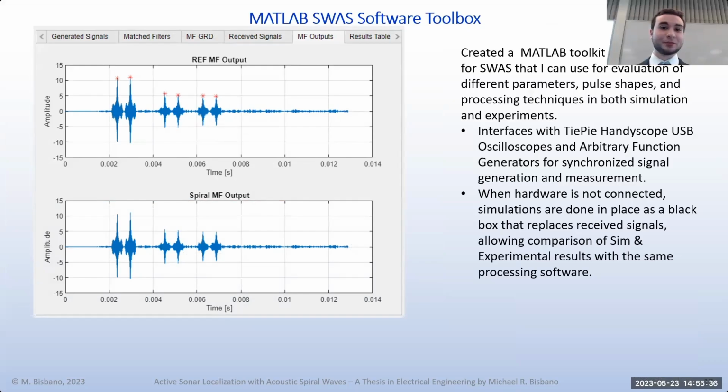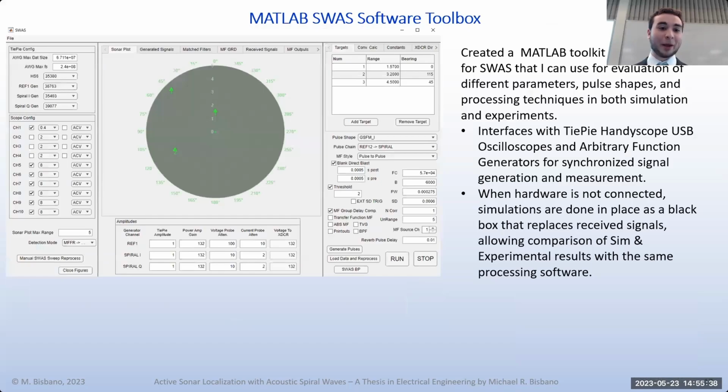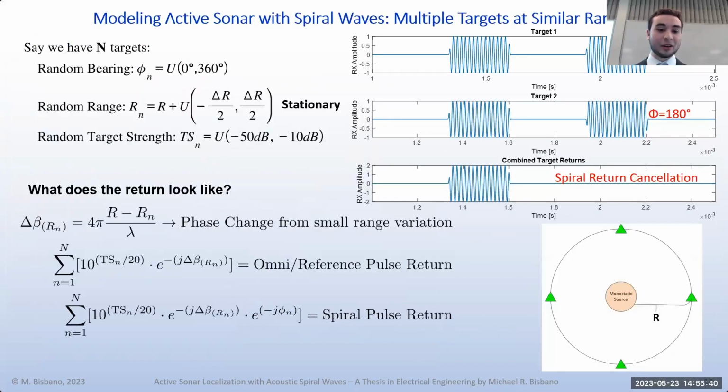Yeah, that's a big problem. I haven't fully wrapped my head around it, although I have done some work to derive how I would expect those returns to show up. These bottom 2 equations here are how I would expect the reference return to behave, and then the spiral return to behave for any n targets that are around the same range.